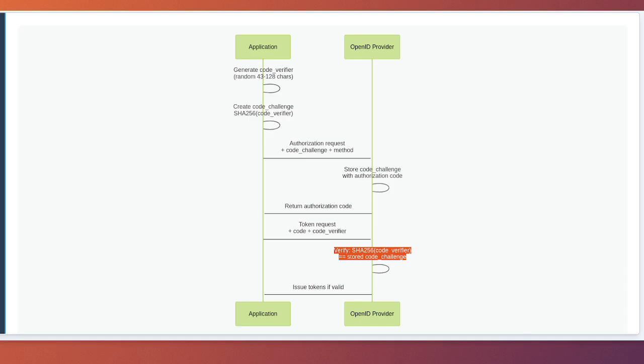Even if an attacker compromises the application's redirect URI and intercepts the authorization code, they cannot exchange it for tokens without the code verifier, which remains secure in the legitimate application's memory. For these reasons, PKCE has become a mandatory requirement in OAuth 2.1 and is strongly recommended for all OpenID Connect implementations, regardless of application type.